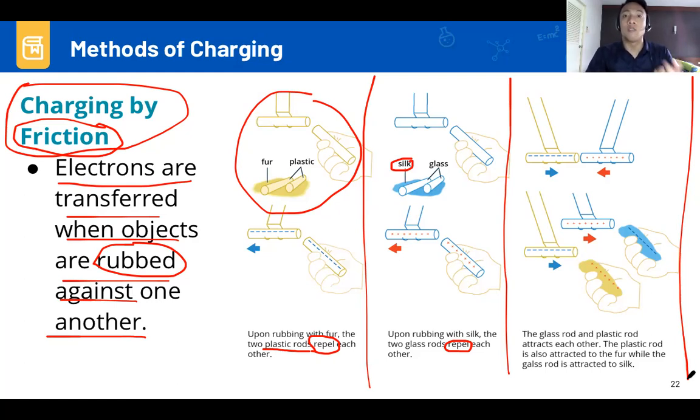Again, ang friction is rubbing. Okay? I-rub mo lang yung mga bagay-bagay. Kapag nag-repel sila, ibig sabihin hindi sila attracted to each other. Attract sila or nag-meet sila, mean they are attracted to each other. Okay? You can try these three experiments later para mas maintindihan yung sinasabi ko. Okay? Then we have the last one.